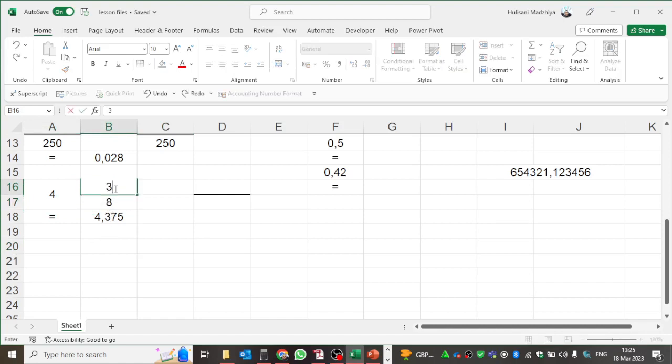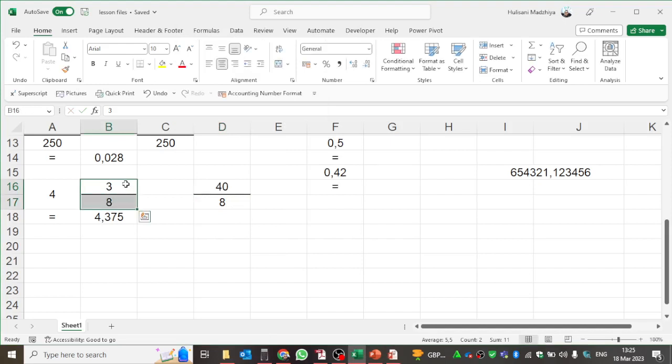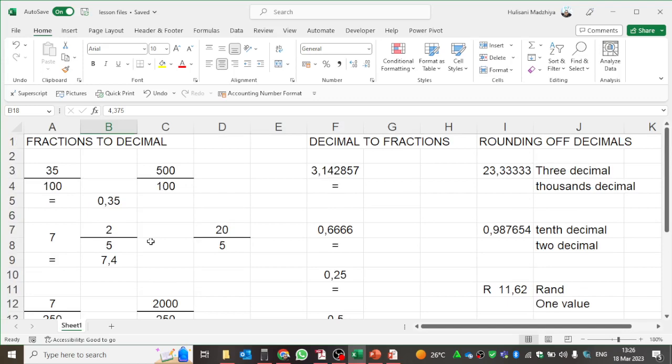So here it was 3, so our final part was saying 40 over 8, which gives us the 5. If we go on our calculator and say 3 out of 8, it's going to say 0,375. So this just represents this. The fraction under the mixed fraction will be representing the decimals. So that is all in terms of converting fractions into decimals.